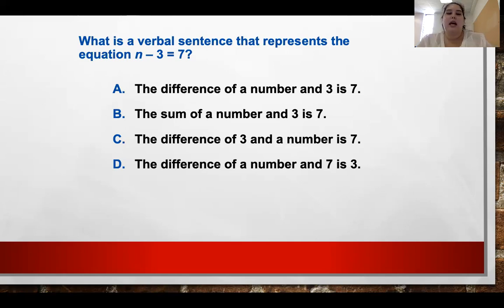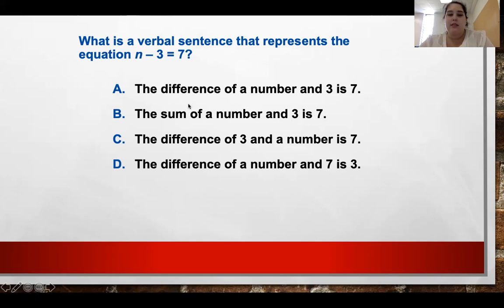All right, so we have n minus 3 equals 7. So I know I should finish off with the word is 7 because it equals 7. Knowing that, I should cross out D. I have a minus sign, so that should tell me I'm looking for a difference and not a sum. Sum means addition or to add, so that crosses out my answer choice of B. And now I'm left with either A or C, and they are very, and I mean very similar.